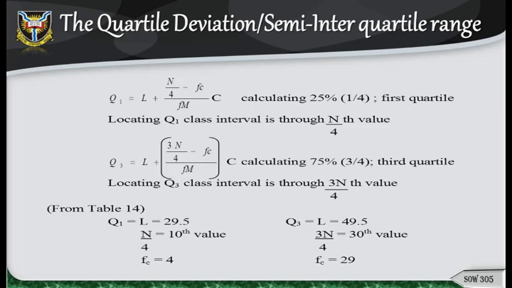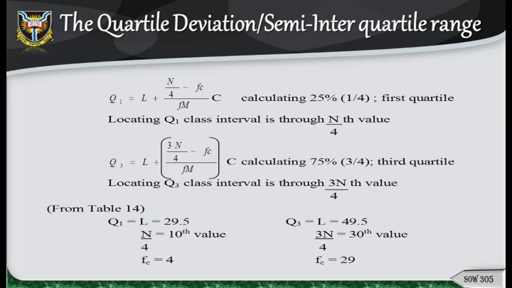Locating the Q1 class interval is through the N over 4 value. Q3 equals L plus, open bracket, 3N over 4 minus Fc, all over Fm, close bracket, times C. Calculating 75%, three quarters, the third quartile. Locating the Q3 class interval is through the 3N over 4 value.